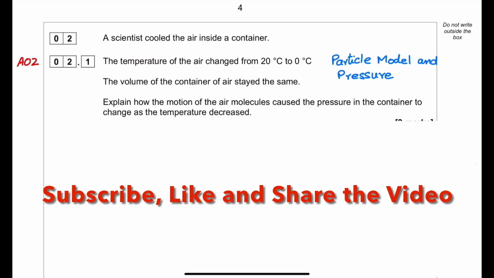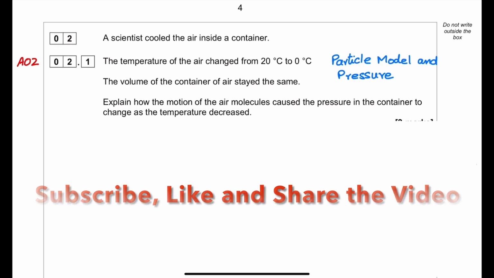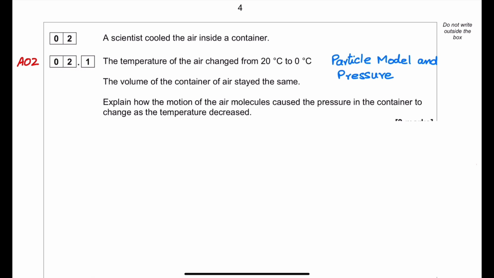Question number 2. A scientist cooled the air inside a container. 2.1 is an AO2 question, and this question is from the particle model and the pressure. The temperature of air changes from 20 degrees to 0 degrees. We can see here, from 20 degrees Celsius to 0 degrees Celsius, the temperature is decreased. The volume of the container of the gas stayed the same. The size of the container in which the gas is present doesn't change, it remains the same.